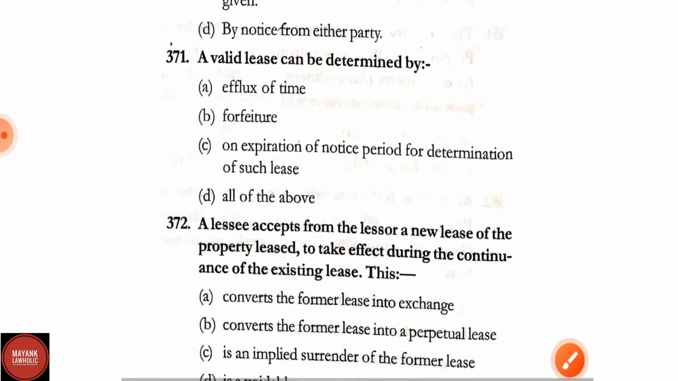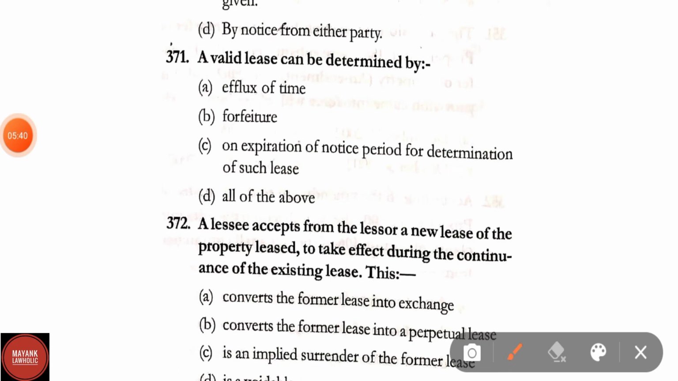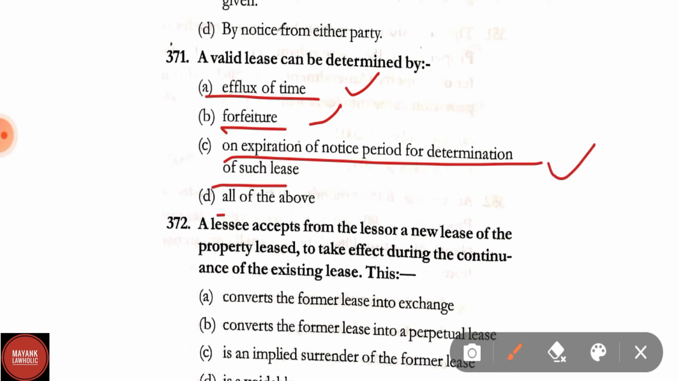Question number 371. A valid lease can be determined by efflux of time, forfeiture, on expiration of the notice period, determination of such lease. All of the above. Correct answer is option D, that is all of the above.